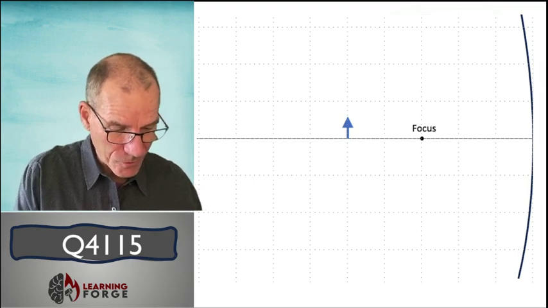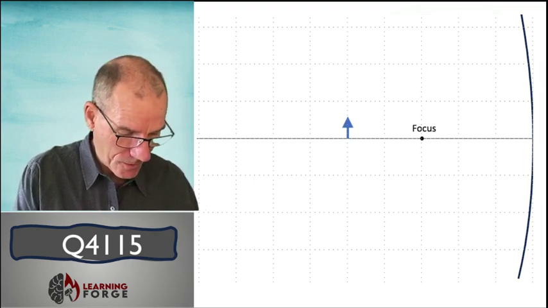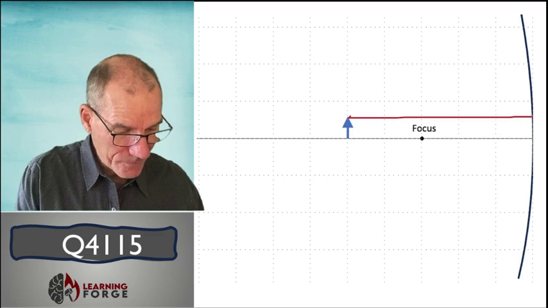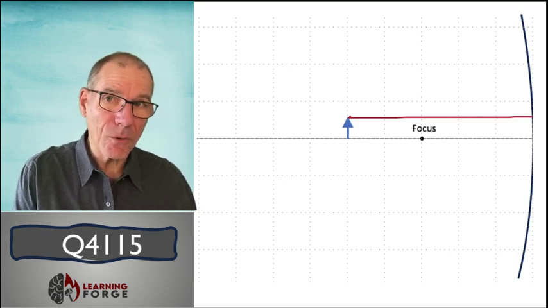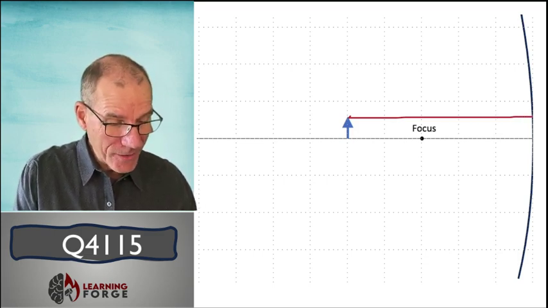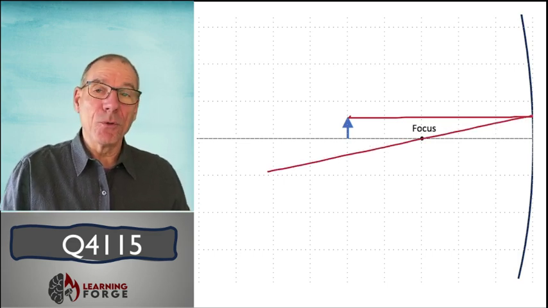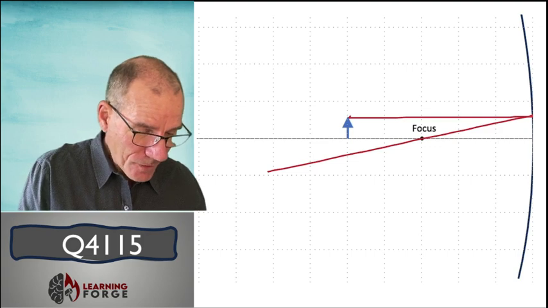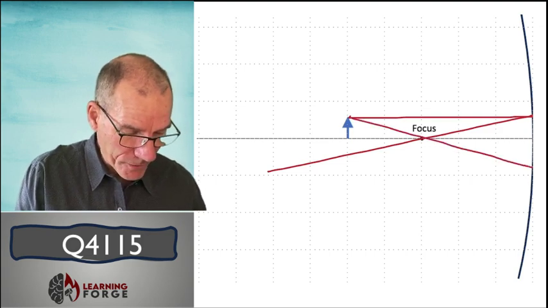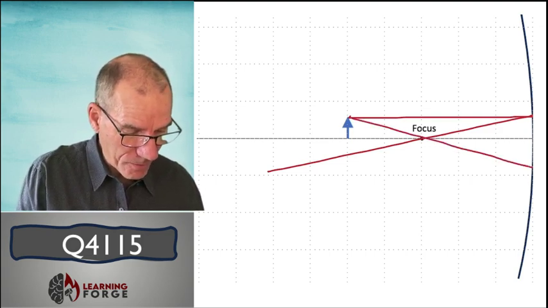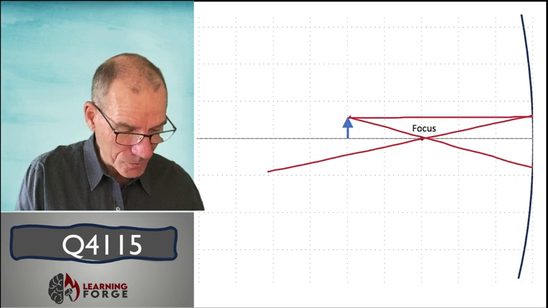So we're going to draw the first one, which is something that comes in parallel is going to reflect, or in a lens, refract, such that it goes through the focus. And that rule, flip the other way around. If it goes through the focus, it will reflect or refract such that it comes out parallel. So it's kind of really just the one rule.